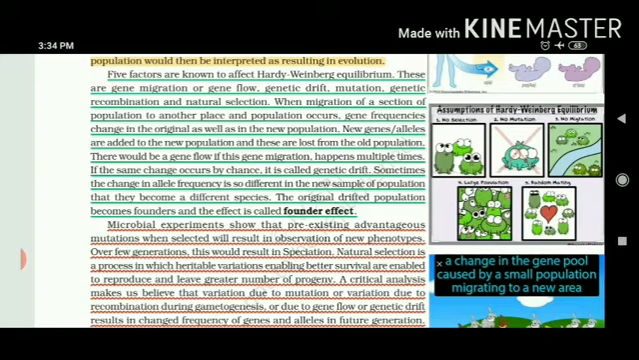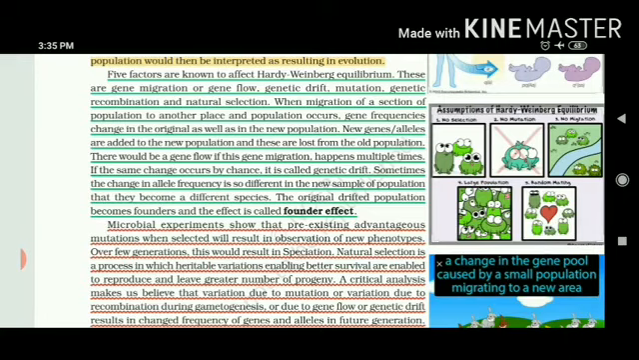So whenever migration takes place from one population to another, it will result in evolution, because genes will migrate from one population to another, and new genes will be added to the new population, and the old population will lose the genes which were present in it. So this would be gene flow if this gene migration happens multiple times, generation after generation. If this is taking place, then it is only by chance that it leads to genetic drift.